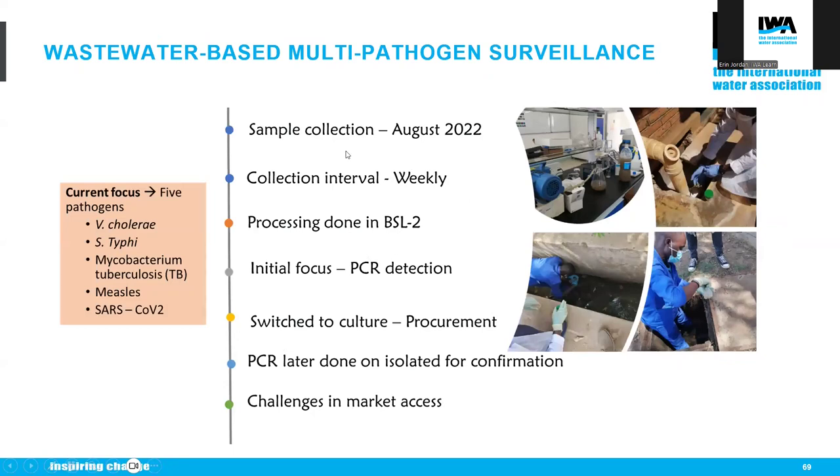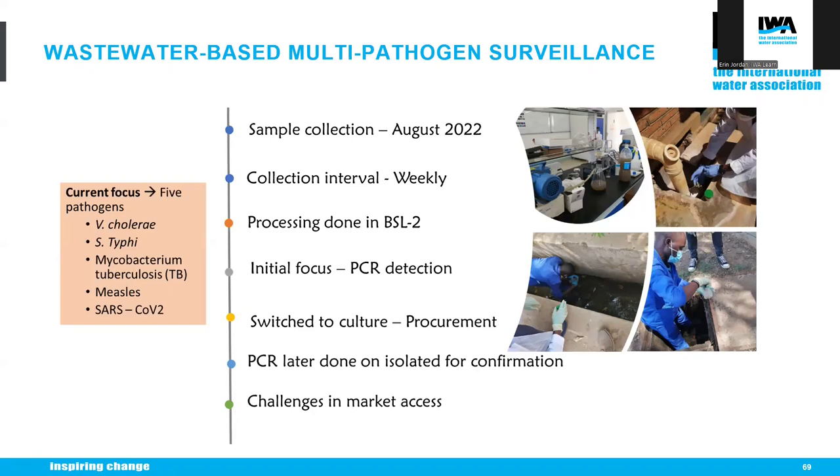The project commenced in 2022, and we targeted five pathogens: Vibrio cholerae, Salmonella typhi, TB, measles, and SARS-CoV-2. We were collecting samples on a weekly basis at three sites, and these were processed at BSL-2. Fortunately, we had a well-wisher donating a BSL-2 to our lab.